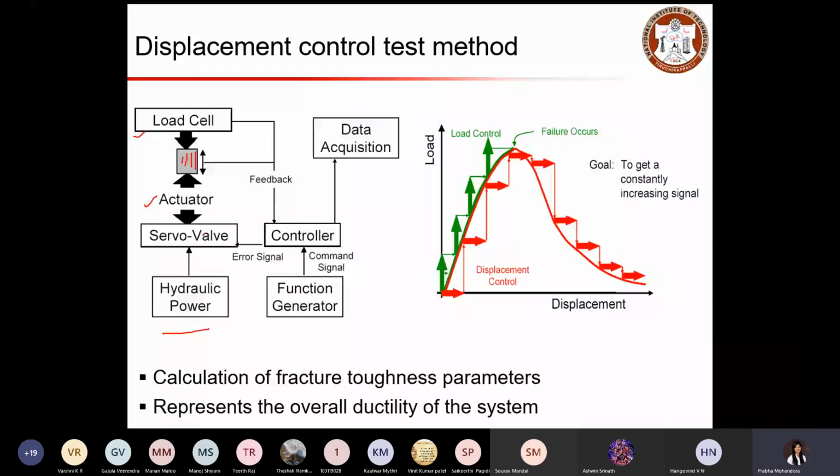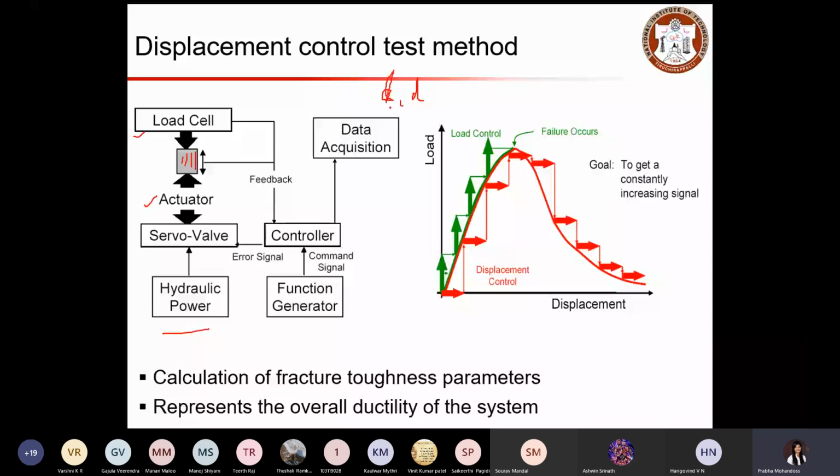From the hydraulic power, you are sending a feedback signal to the servo valve, and then the actuator will give the displacement rate, and for the corresponding displacement, the load induced will be measured. That feedback will be given to a controller, and the controller will send the feedback to the data acquisition. This data acquisition gives us the data in terms of load and displacement, so with the help of data acquisition, we can obtain the load displacement behavior of the specimen.